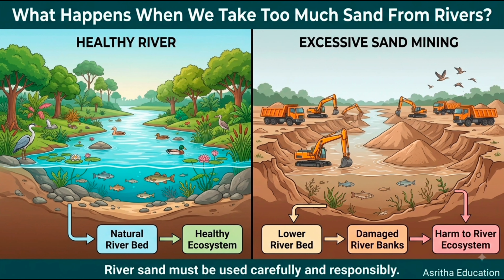What about river sand? Then should we continue taking large amounts of sand from rivers? No, no. Excessive sand mining can damage riverbeds and river banks. It can also affect the flow of water and the plants and animals living in the river environment. So river sand must also be used carefully and responsibly.